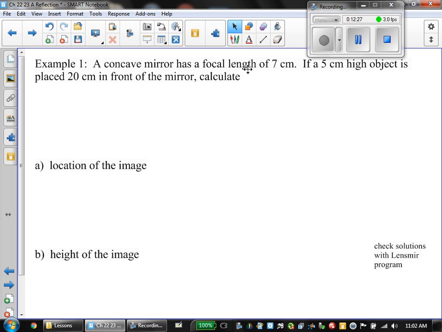So here we say we have a concave mirror, so I'm going to draw a concave mirror. It says the focal length is 7, so I come out here someplace and say f equals 7. If a 5 centimeter high object is placed 20 centimeters away, I try to think about this. If that's F, then 2F, or C, must be at 14, and my object's out here at 20, so d_o equals 20.